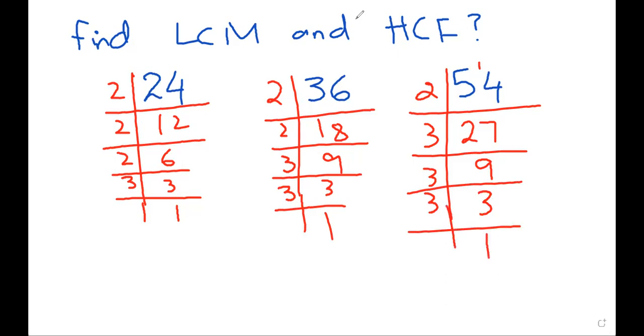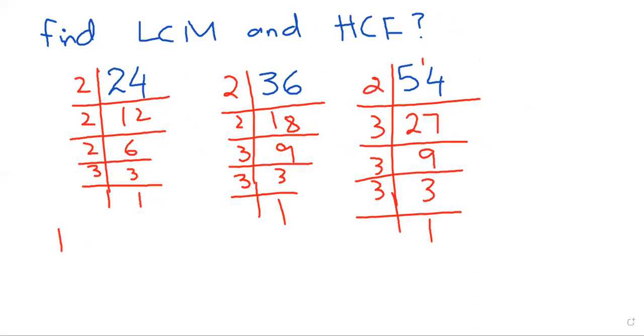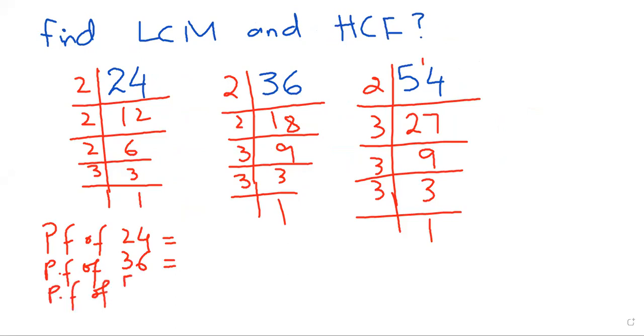Let's suppose you are writing, first of all, it's a good practice to write down all the prime factors at the bottom, like the prime factors of 24, prime factors of 36. Why I'm doing all this, just to avoid any kind of mistake. Prime factors of 54.